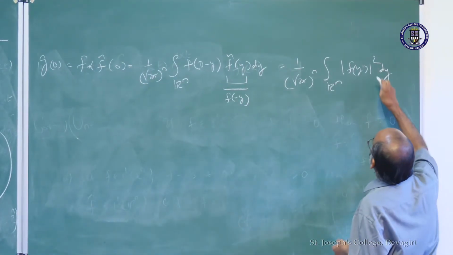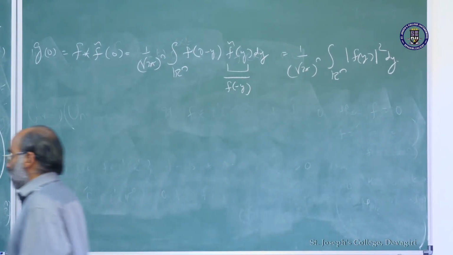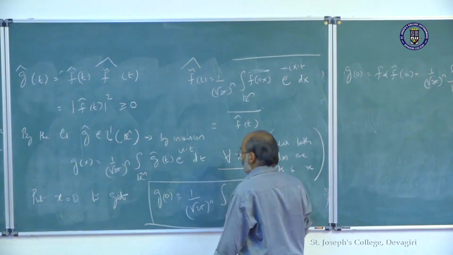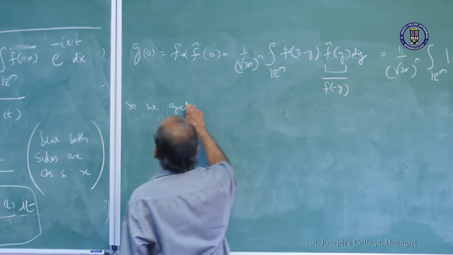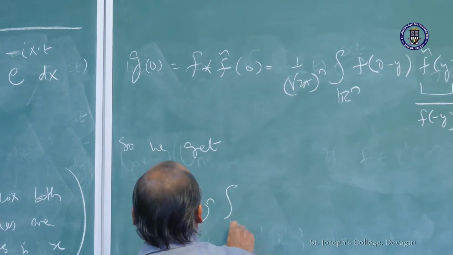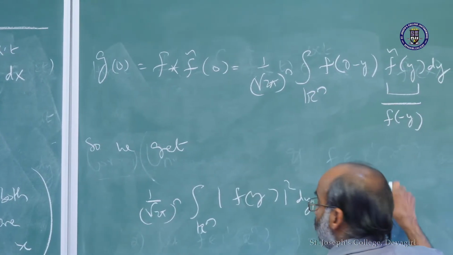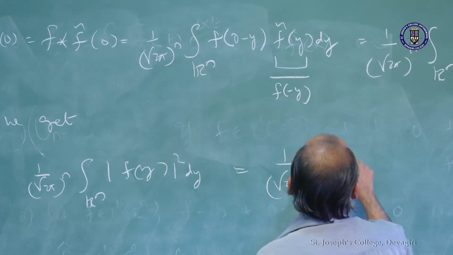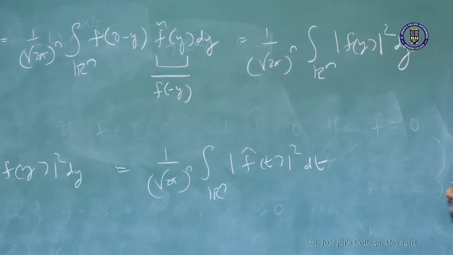So, G0 is actually the L2 norm of f, multiplied by 1 by root 2 pi. Now let us use this. I have computed G0 for you, and here G hat t is simply mod f hat t squared. So, we get 1 by root 2 pi to the n, integral over Rn of mod f y squared dy, is equal to 1 by root 2 pi to the n, integral over Rn of G hat t, which is mod f hat t squared, dt.